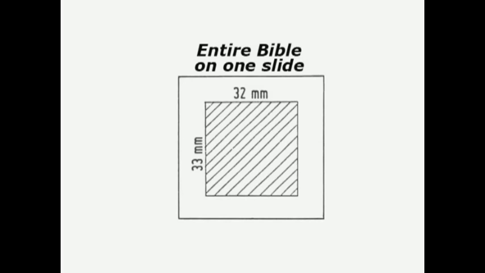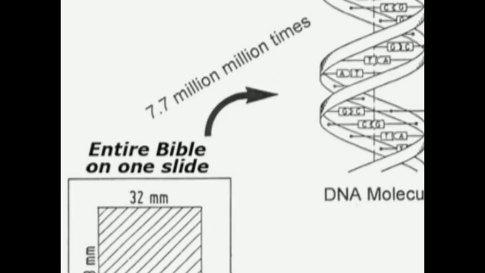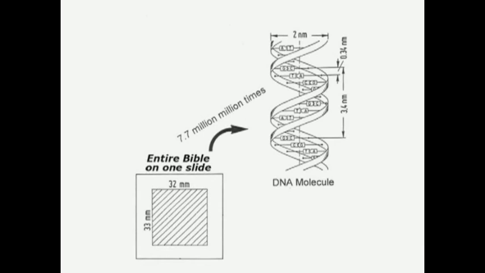And this slide contains the complete Bible. And I have compared the density of information of this slide with the density of information in the DNA molecule. And we see here on this picture, in the DNA molecule, the information is 7.7 million millions times more in density. So it is very, very high density in information.